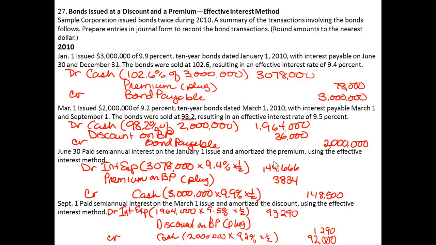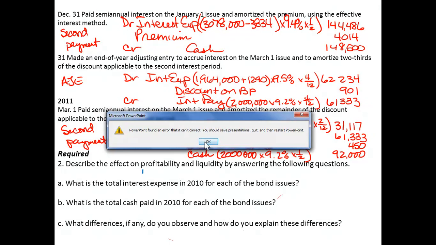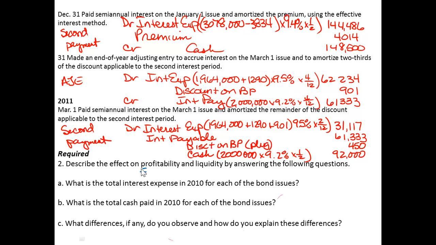Hi, we're continuing question 27, which is a comprehensive problem on bonds issued at a discount and a premium. So here's the question we're going to ask. Describe the effect of profitability and liquidity by answering the following questions. You'll remember that profitability is impacted by the interest expense, and that liquidity is all about cash and the inflow and the outflow of cash.